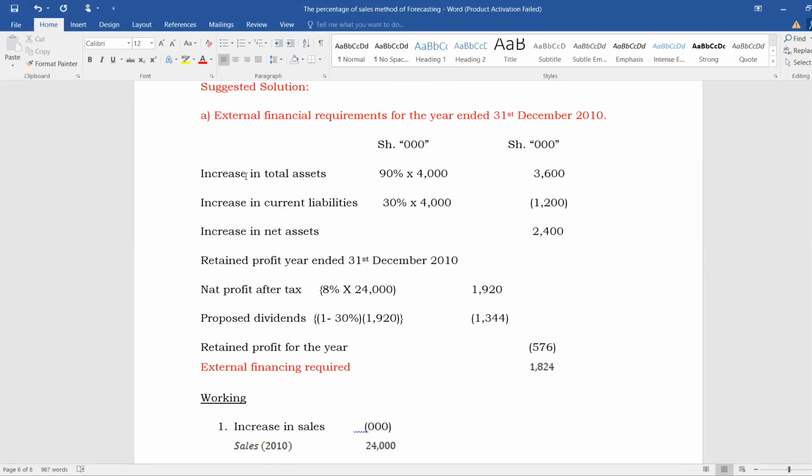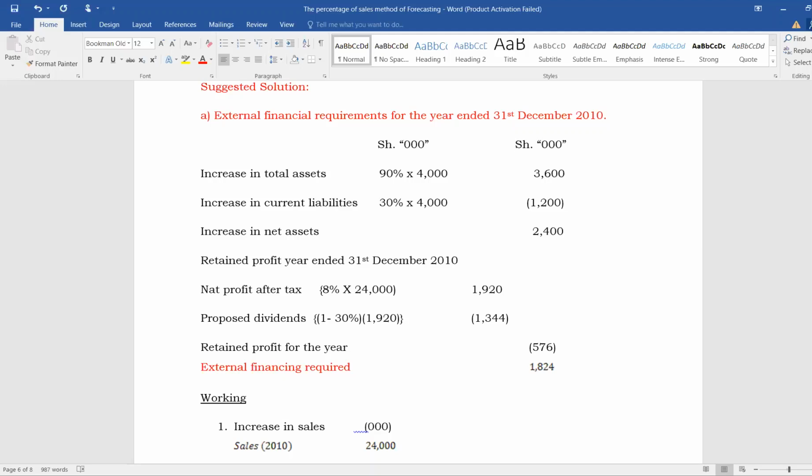So 90% of incremental. Remember, I'm looking for incremental what? Assets. Not total assets. Incremental. Wacha nipige kelele kidogo. Hiyo ni incremental, so must be based on additional sales. 90% of additional sales, is it 3.6 million? Yes. Incremental current liabilities. Hiyo ndio step number 3.